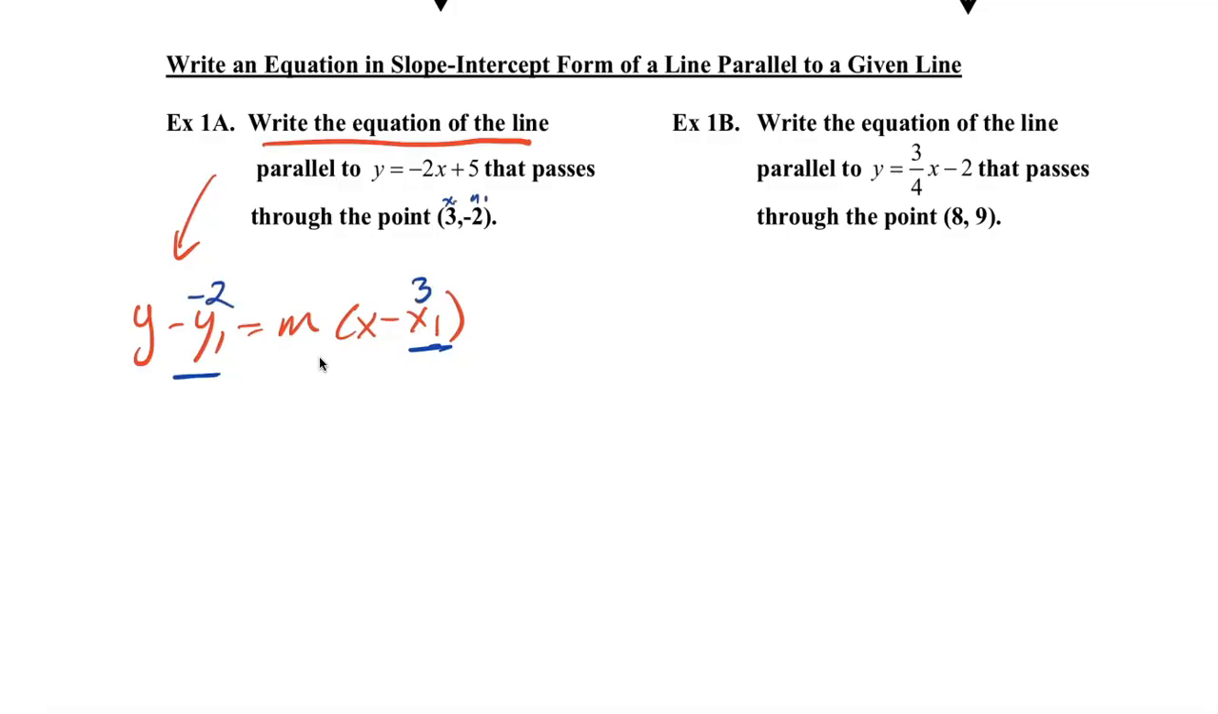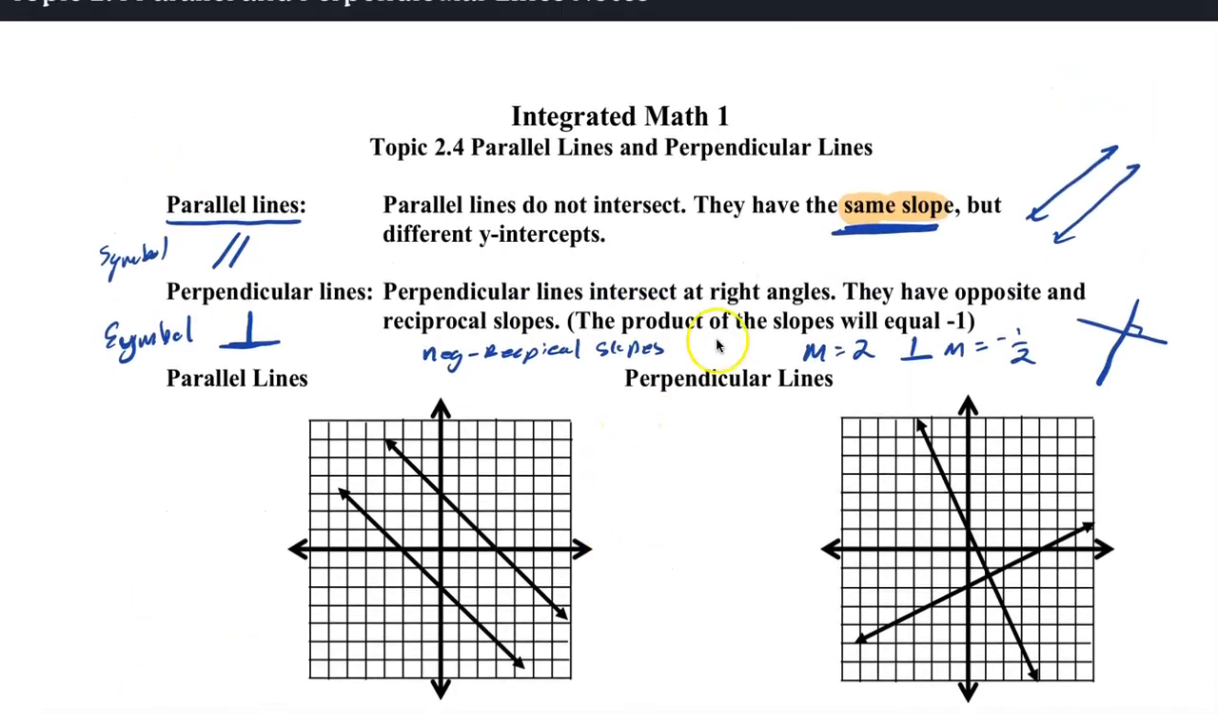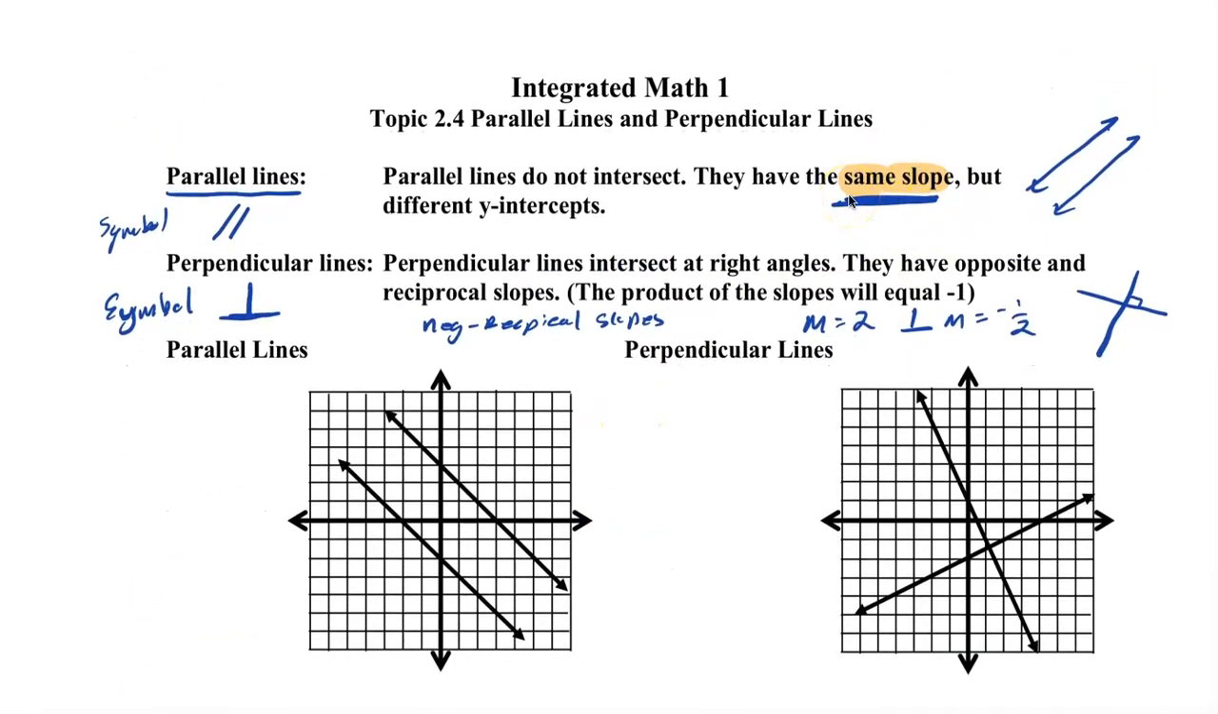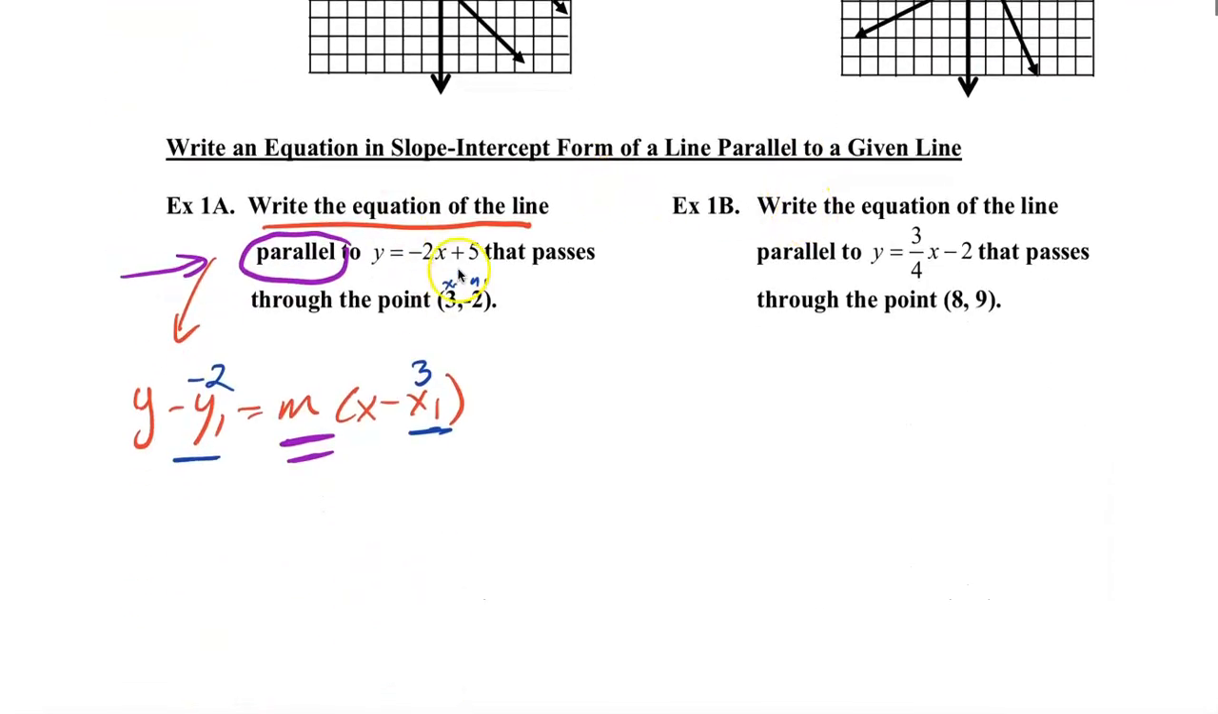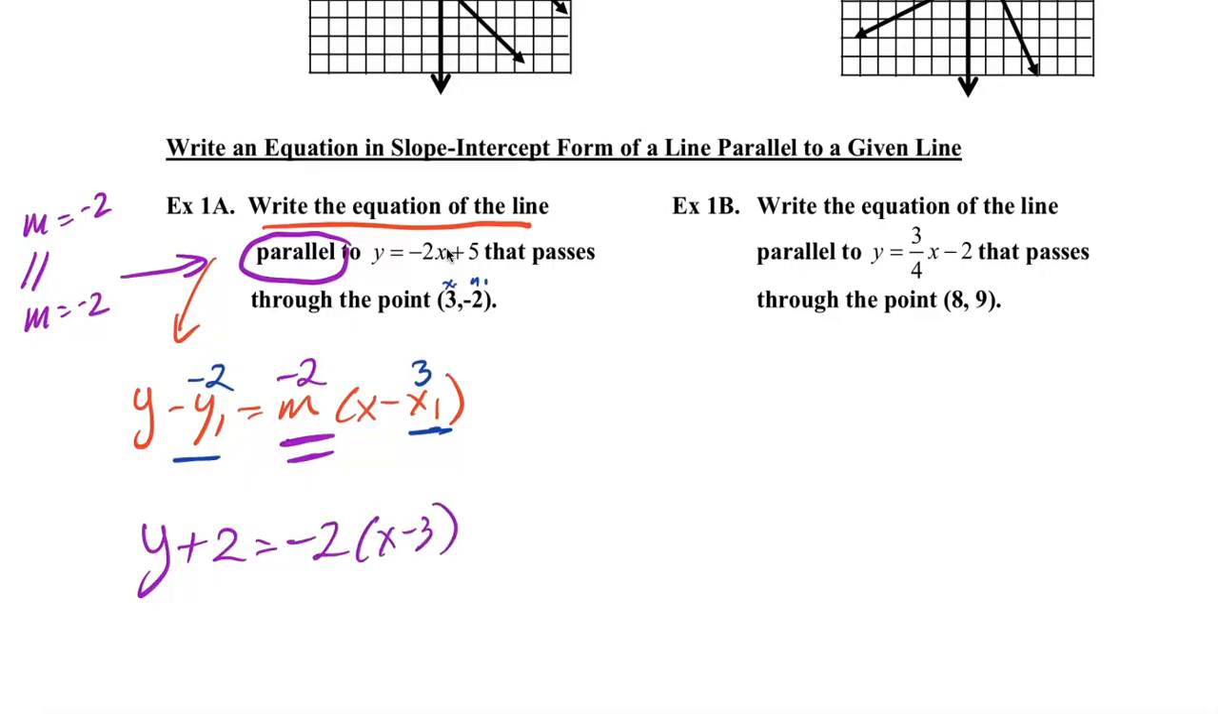But how about the slope? The key here is it said parallel. And what do we know about parallel slopes? They have the same slope, right? Parallel slopes are the same. So if it's parallel to this line, and the slope here is negative 2, then our parallel slope is also going to be negative 2. And there we go, we're done. So that's all it is. You write the equation of a line. If it says parallel, that means you have to have the same slope. In this case it's easy, it's right there. So our slope is going to be negative 2.